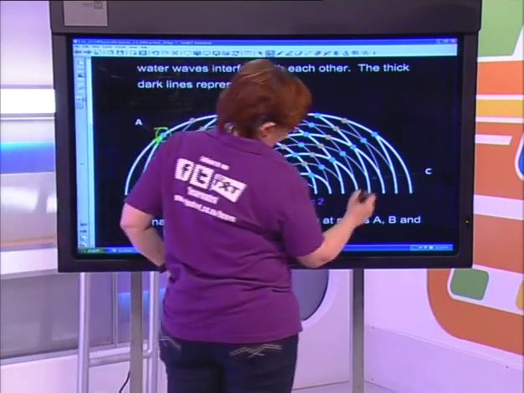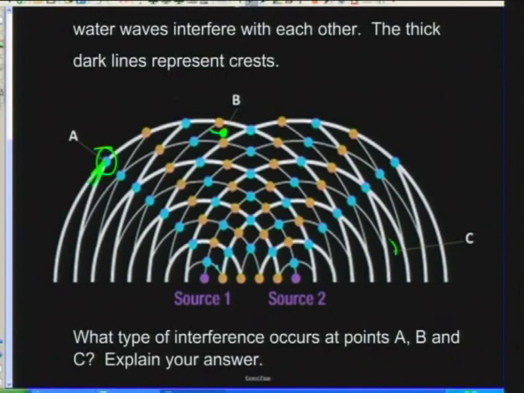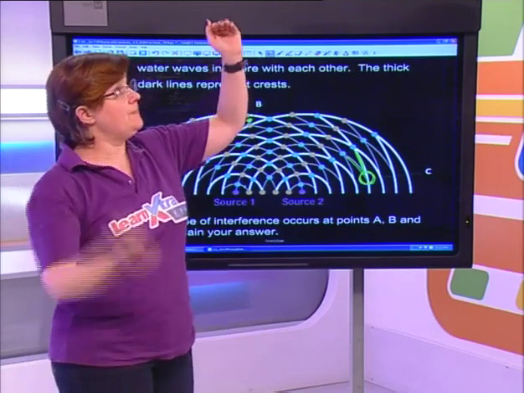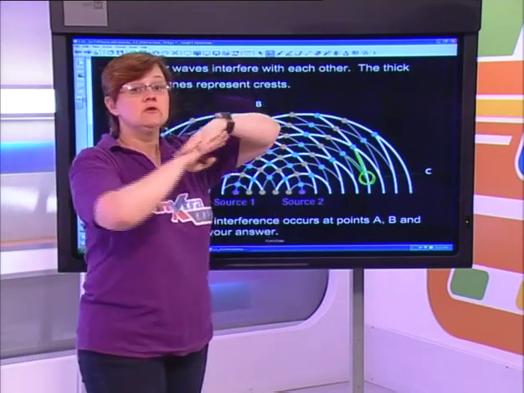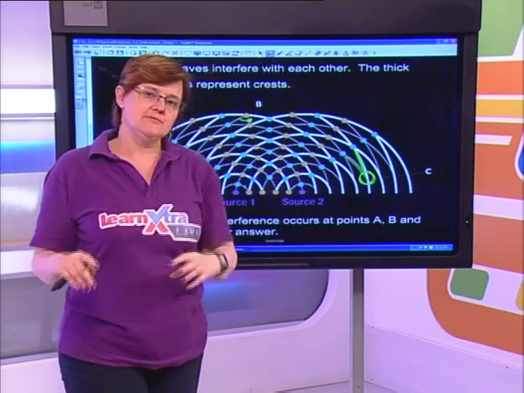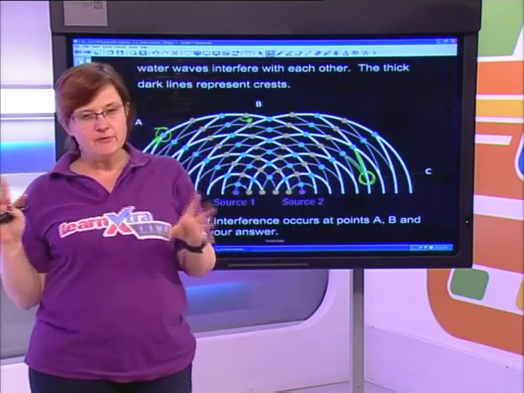Over here though, and they mean point C is actually that point over there. Okay, now if we look at that point, we go, okay, hang on, wait. Thick line, thin line. Crest meeting trough. They're opposite. One's going up, one's coming down. Destructive interference. Okay? Crest is meeting a trough. You guys okay with that?